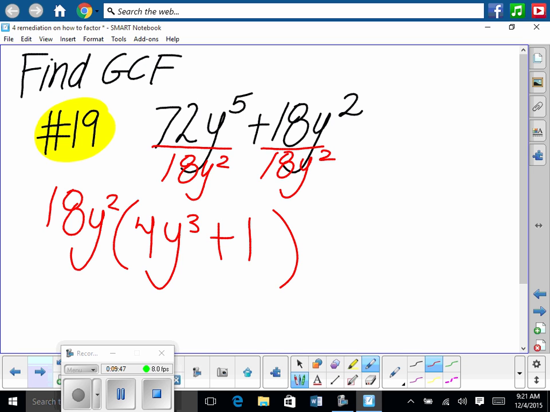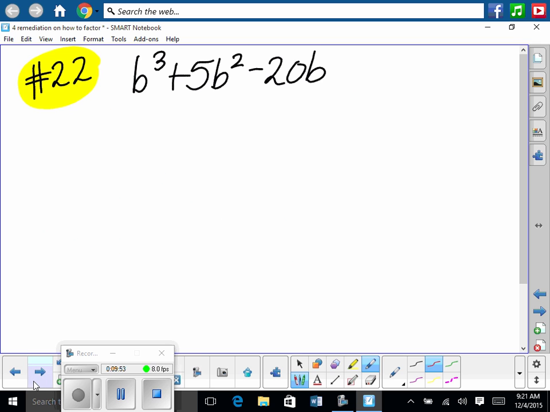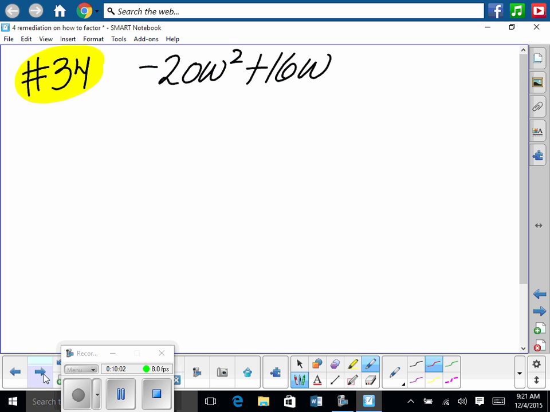Is everybody good? Oh, I should have... Did I write that down right? Yeah, I did. Okay. But if you read the directions, it just says find the GCF. So you would have been good. I'm just showing you. Okay? All right. So everybody's good.